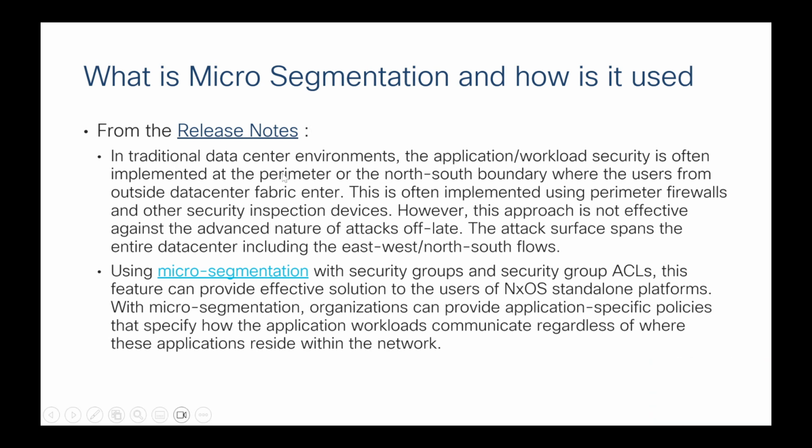So in traditional data center environments, the application workload security is often implemented at the perimeter or the north-south boundary. And I want to highlight this, the north-south boundary, where the users from outside the data center fabric enter. This is often implemented using perimeter firewalls, and I want to highlight this as well, and other security inspection devices. However, this approach is not effective against the advanced nature of attacks of late. The attack surface spans the entire data center, including the east-west/north-south flows.